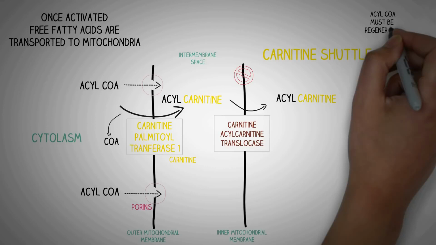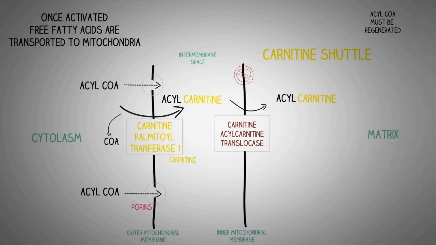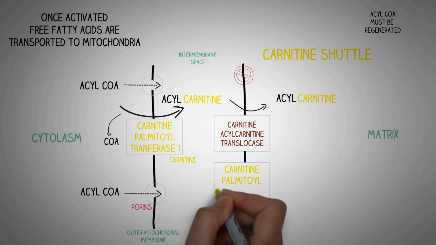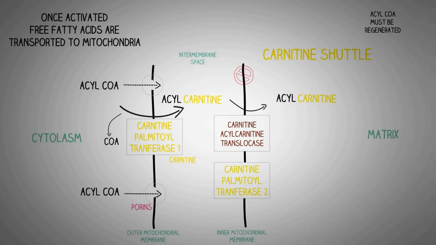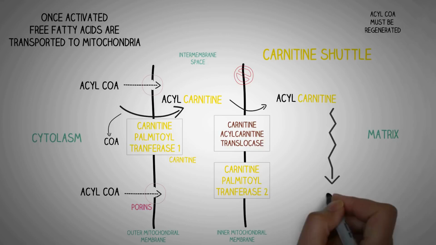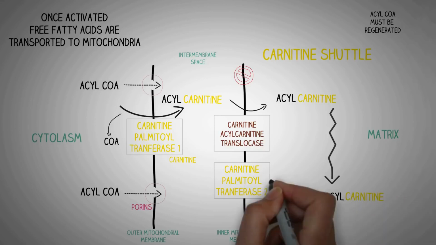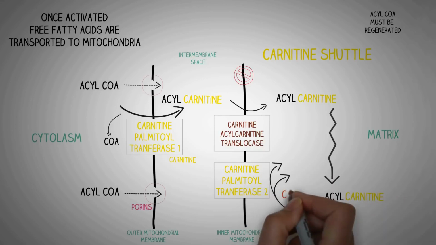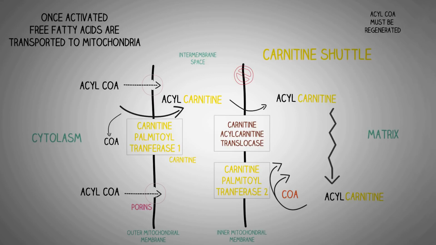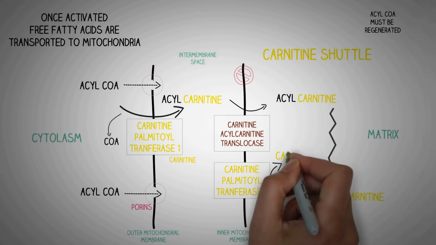But like we just discussed, acyl-CoA is the only form of the fatty acid that can be metabolized inside the mitochondrial matrix, so it must be regenerated. This job is done by the enzyme carnitine palmitoyl transferase 2. This enzyme attaches coenzyme A again to the acyl molecule and regenerates the carnitine back.